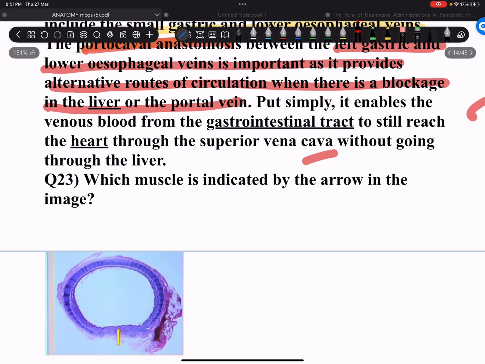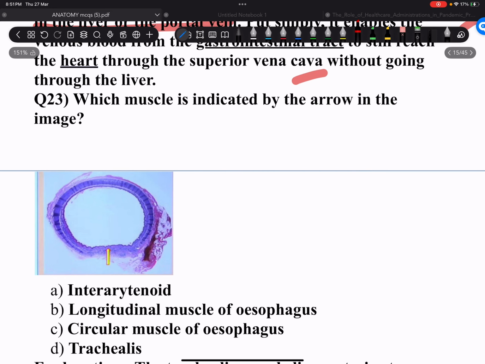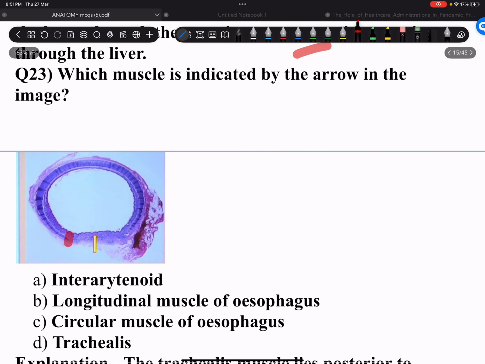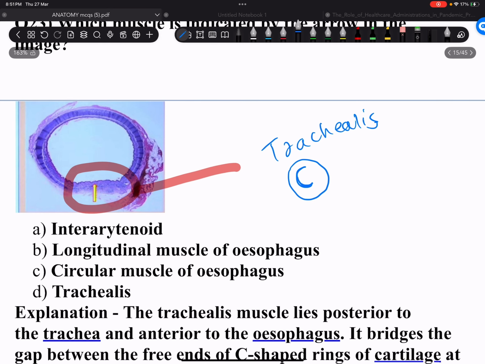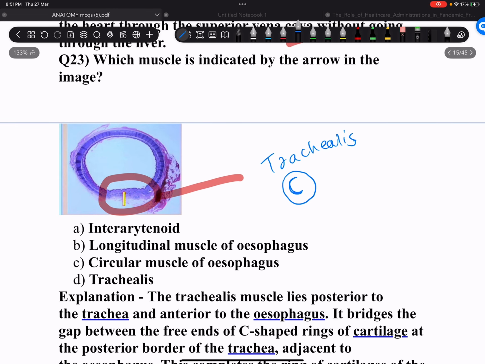Let's come to another question. Which muscle is indicated by this arrow in the image? What is this, guys? Tell me. Yes, trachealis. It completes the C-shaped rings of cartilage.